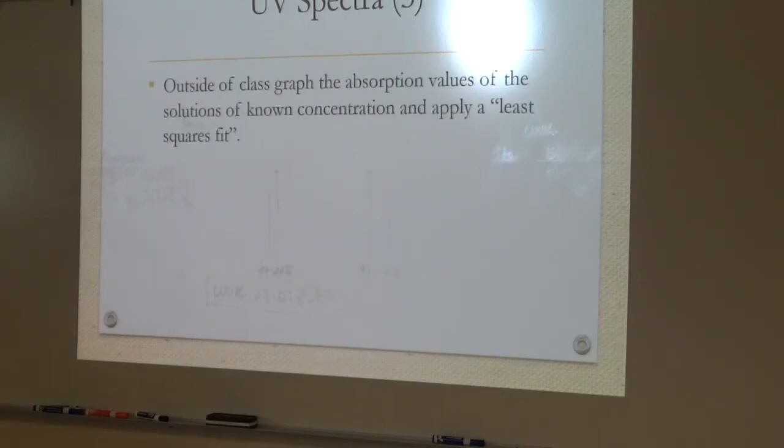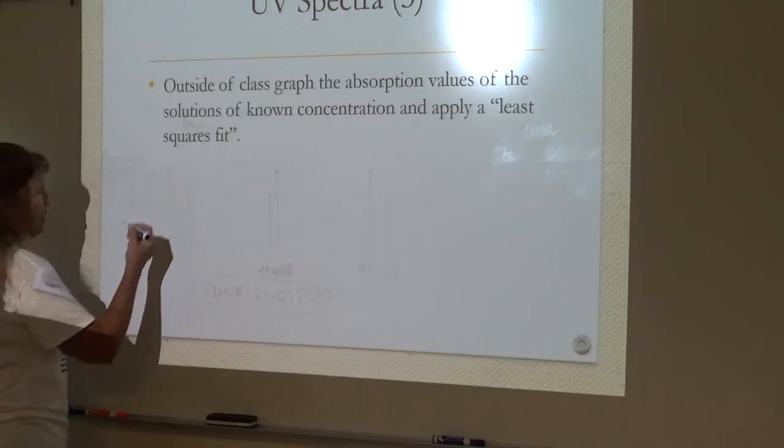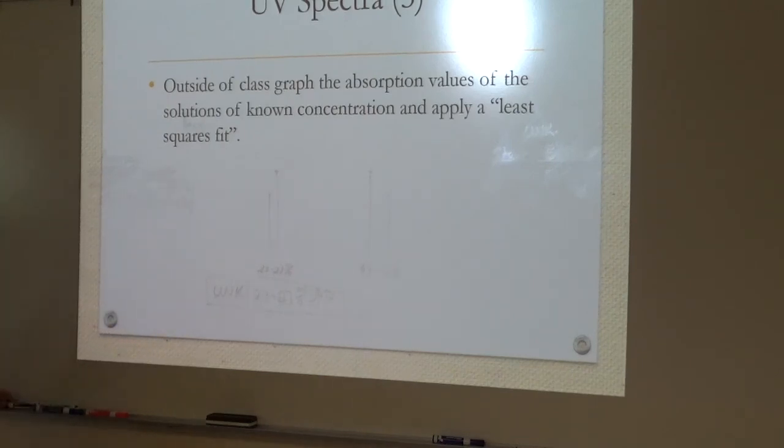Outside of class, you're going to want to graph the absorption values versus the known concentration. So the concentration goes on your x-axis, that's your independent variable. The absorption at 595 nanometers is on your y-axis, as that's your, excuse me, dependent variable. And then you're going to apply what's known as a least squares fit approach. Now, least squares fits are straight lines. This may not be. But you don't necessarily want a point to point. You want a nice, smooth line, as close to as many of the points as you can get, but still remain nice and smooth.